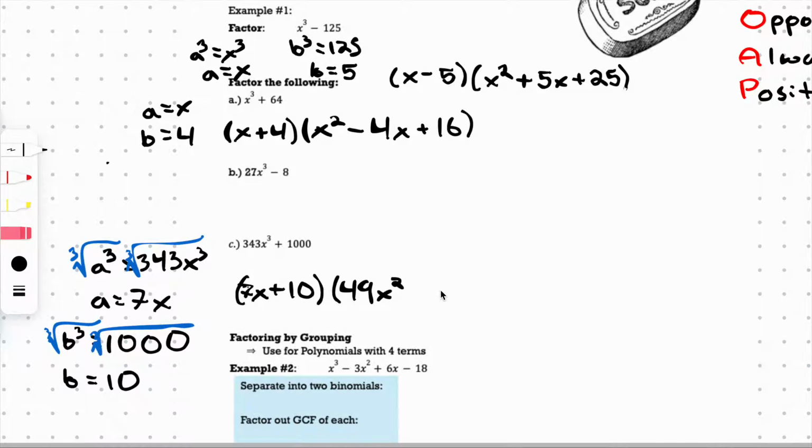Then we want to do the opposite sign, so a minus instead of a plus. A times b, so 70x, because we do 7x times 10. And then always positive, b squared, so 10 squared is just going to be 100. And that's our answer.